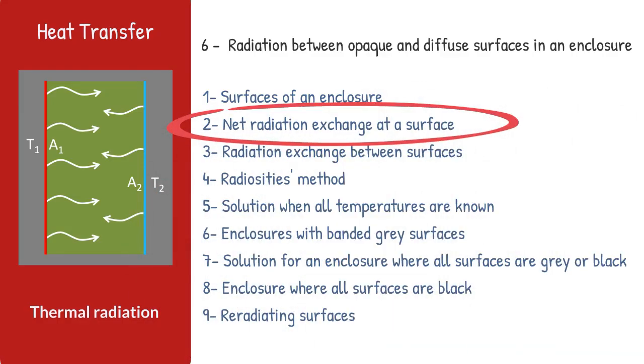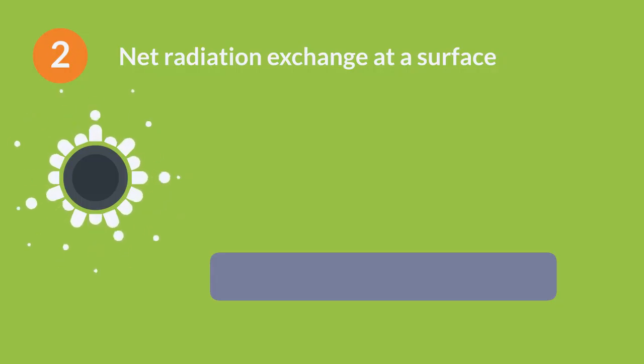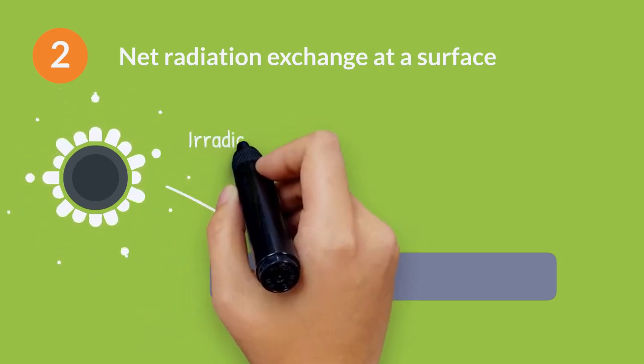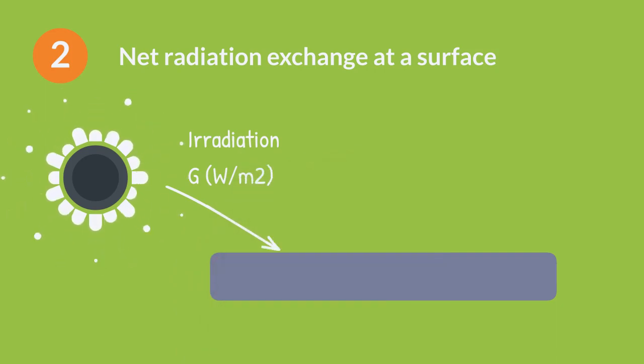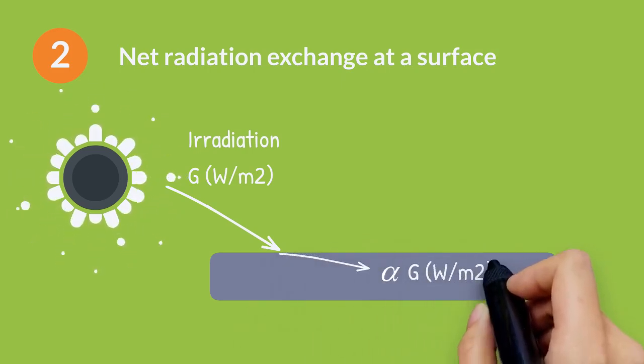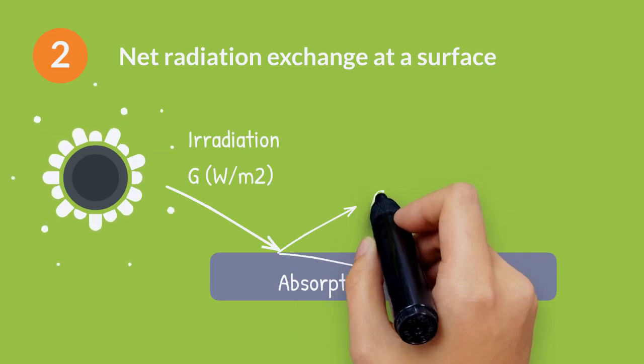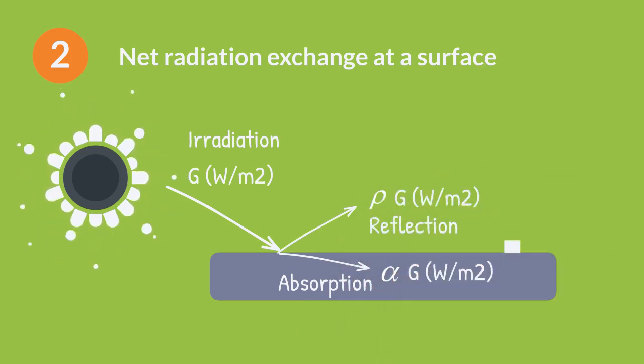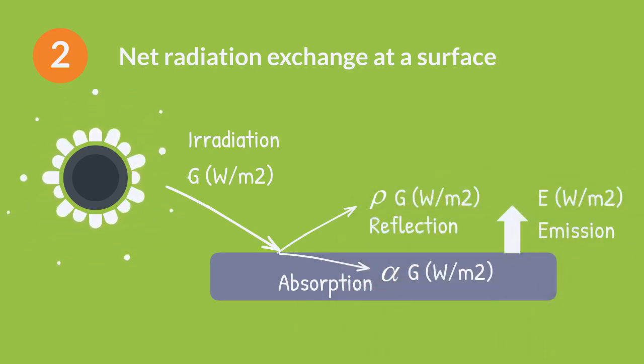Net radiation exchange at a surface. The radiation fluxes in watts per square meter on a surface are irradiation G, which is the incident radiation flux, that is, the radiation that reaches the surface from the outside. A fraction is absorbed, and another fraction is reflected. The emitting or emissive power is the power flow that the surface emits due to its own temperature and that we have learned to calculate in previous lessons.